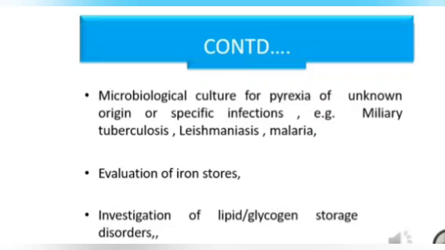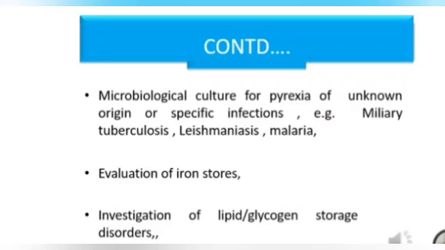Leukemias, we are finding the subleukemias, or we are getting the stage of leukemias. So bone marrow is also very important in the microbiological culture for pyrexia of unknown origin, or specific infections like miliary tuberculosis or leishmaniasis, especially visceral leishmaniasis that is taken from the bone marrow, and malaria.